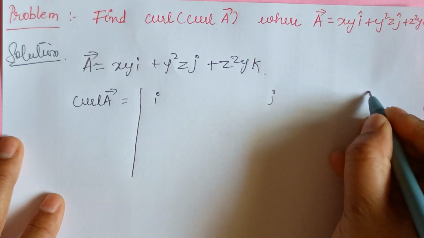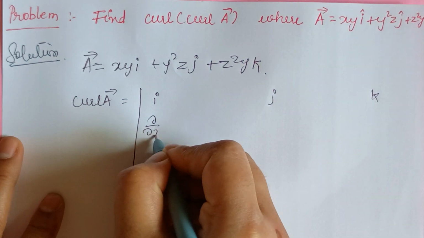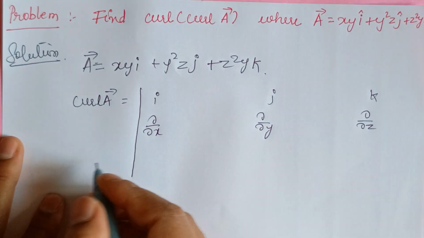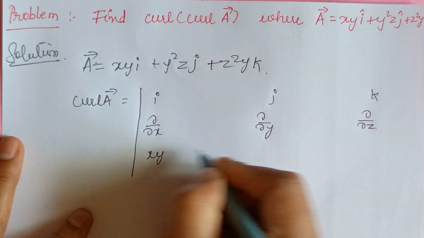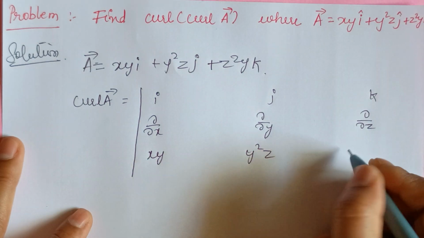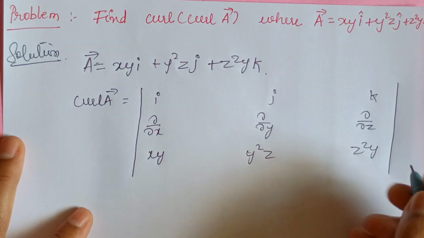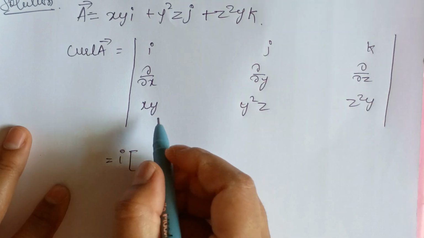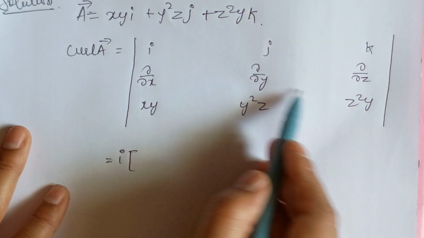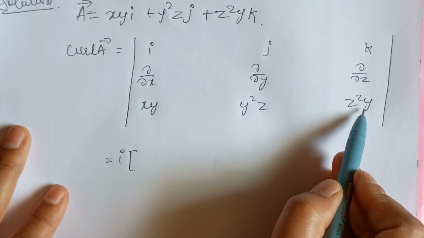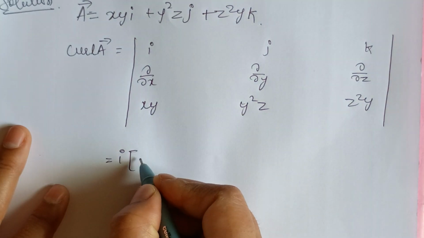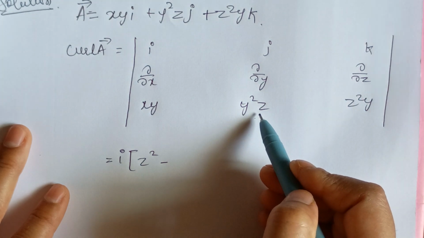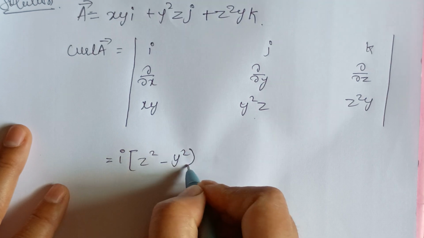using the determinant: i, j, k, dou by dou x, dou by dou y, dou by dou z, and now x y, y square z and z square y. Okay, so now after finding the determinant, for i this is going to be differentiating partially with respect to y. So it's going to be z square, minus differentiating partially with respect to z. So this is going to be y square, correct?